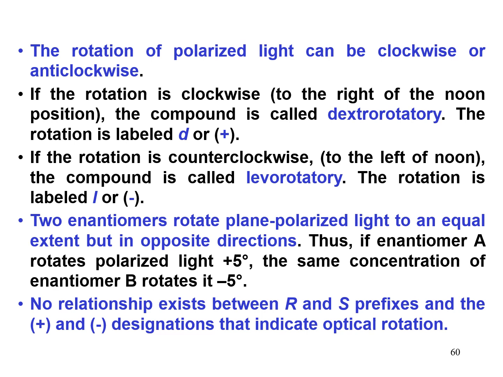So two enantiomers rotate the plane polarized light to an equal extent but in opposite directions. Thus, if enantiomer A rotates polarized light plus 5 degrees, the same concentration of enantiomer B rotates it minus 5 degrees. So this minus is L and this plus is D. No relationship exists between the R and S prefixes and the plus and minus designations that indicate the optical rotation.